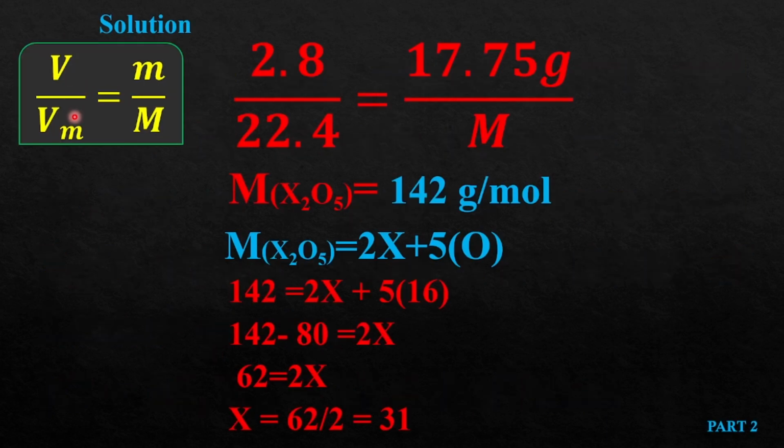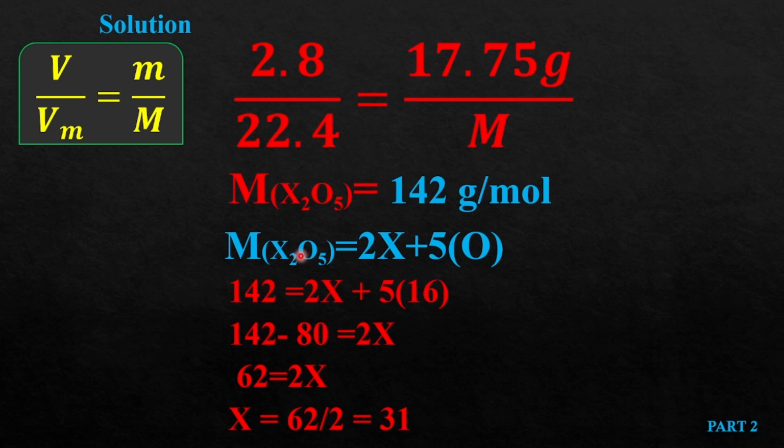So let's look at the calculation. We have V over Vm equal to mass over molar mass. V was given as 2.8. Molar volume, which is the constant 22.4, is here. Then the mass is 17.75 grams. If you do the substitution, you will get molar mass equal to 142 grams per mole.